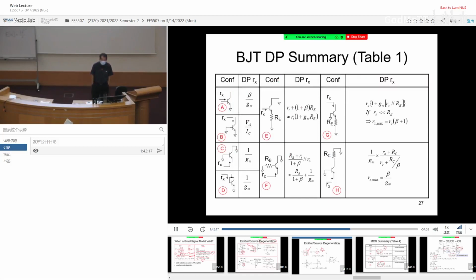So we have gone through all the driving point. I nicely summarized it over here. I think for those who have taken my undergraduate module, you probably have seen this table before. To use it, very simple. You just ask yourself, which terminal are you looking into? So if you are looking into the base, you know this is the result. If you are looking into the collector, this is the result. If you are looking into the base with some resistor inserted, this is the result. Okay, so on and so forth. So you can apply all these results accordingly.